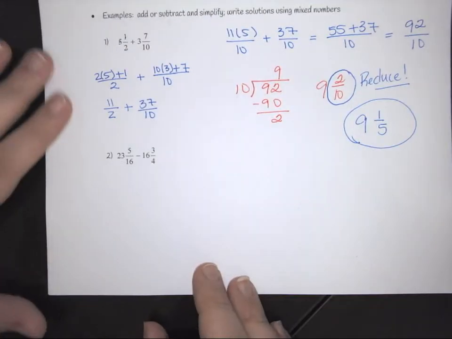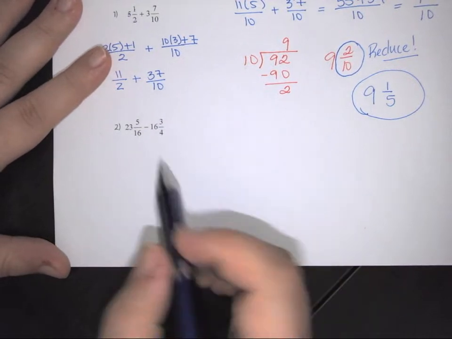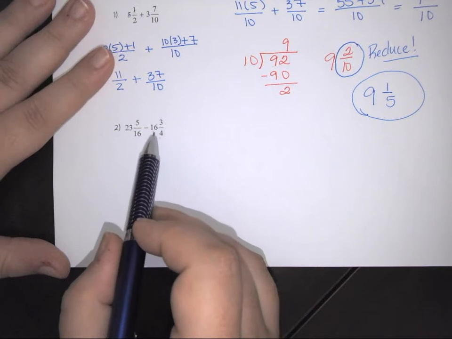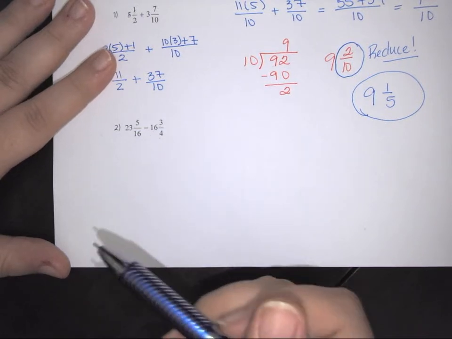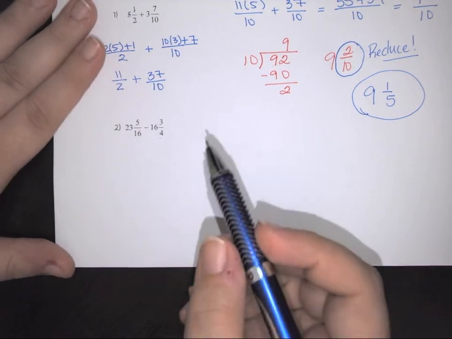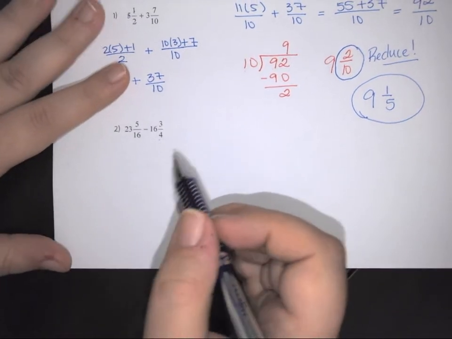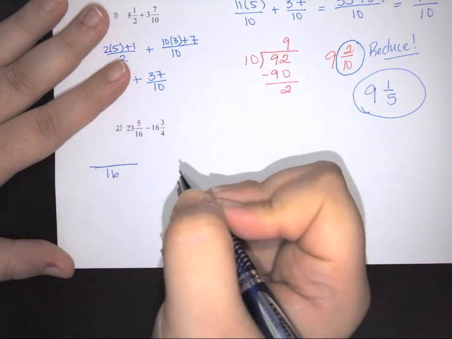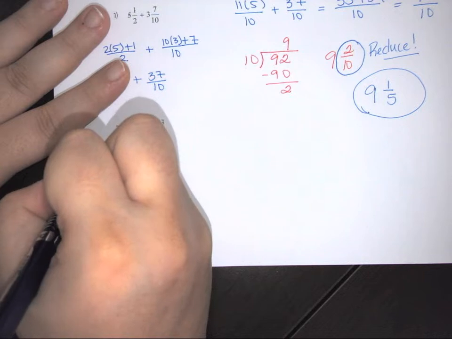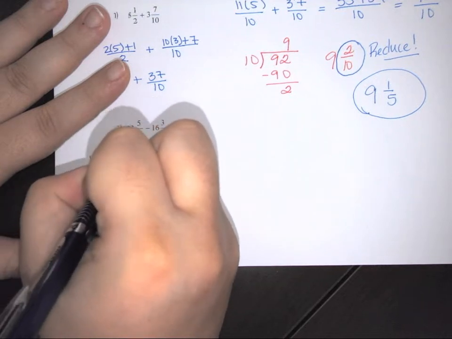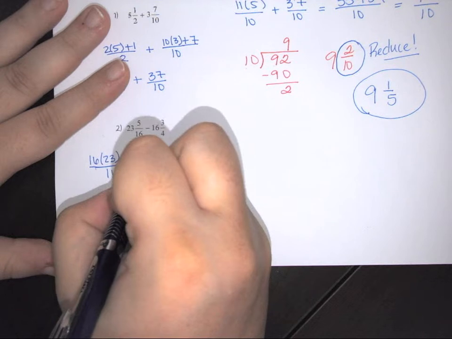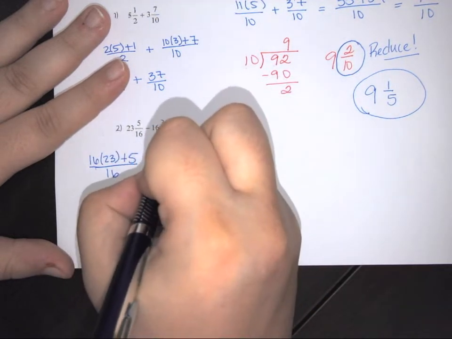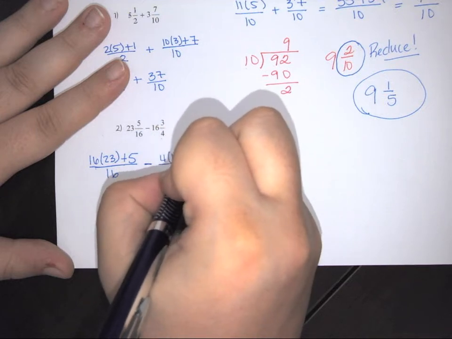Let's go ahead and look at another one. So I have 23 5/16, and this time I'm subtracting 16 3/4. So again, I have to start by turning them into improper fractions. So I'm going to have 16 on the bottom, and then this is going to be the denominator times the big number plus the numerator. And I am subtracting that, and this is going to be 4 on the bottom. Again, denominator times the big number plus the numerator.